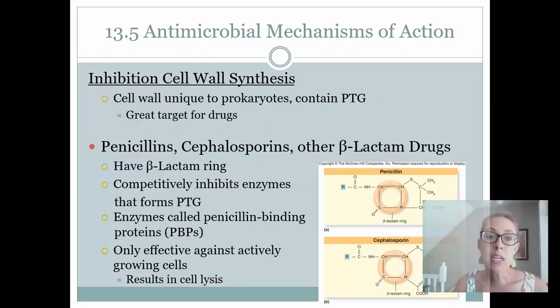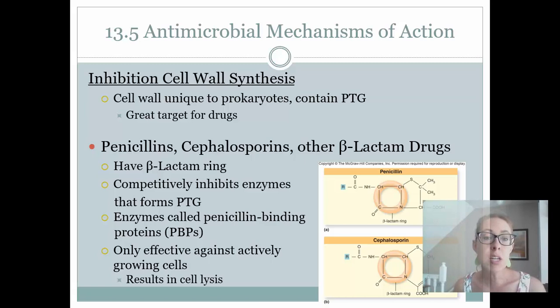All right, so we're going to talk about the different types of antibiotics that inhibit cell wall synthesis. We said that peptidoglycan is an awesome target for these drugs. We don't have it, and our prokaryotic cells require that cell wall to prevent bursting. If we disrupt it somehow, then the cells will burst and they will die.